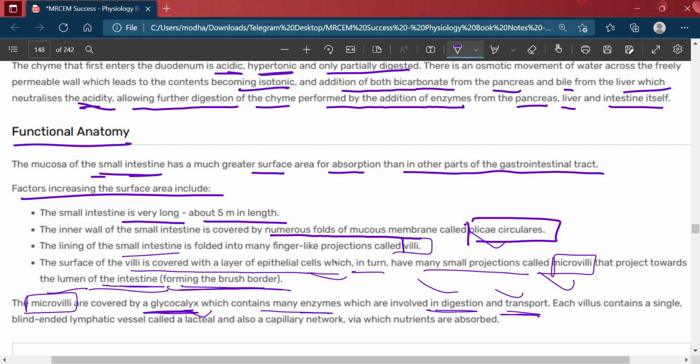Each villus contains a single blind-ended lymphatic vessel called the lacteal, and also a capillary network via which the nutrients are absorbed.